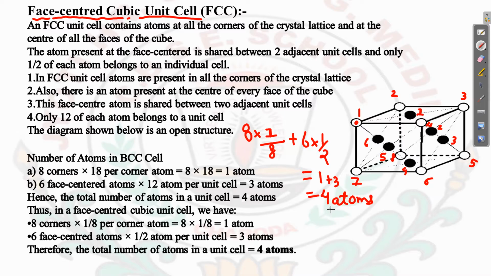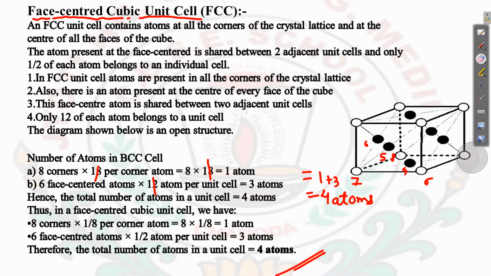How many atoms are contributing here? 4 atoms are contributing here. You can see here 4 atoms are contributing. 8 at the corner, and the contribution here is 1 by 8th. So it will be 1 atom from the corners. For face centers it is 1 by 2 each, so it will be 3 atoms. So a total of 4 atoms are there. So they are having 4 atoms, they are contributing 4 atoms.